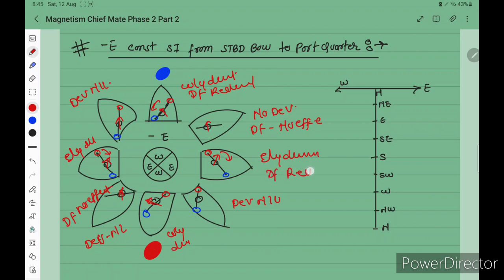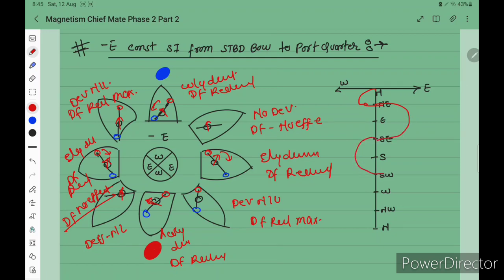DF reduced, DF reduced maximum, DF reduced. Here DF not affected, here DF reduced and DF reduced maximum. Okay, so the graph becomes this. So this is the deviation graph.